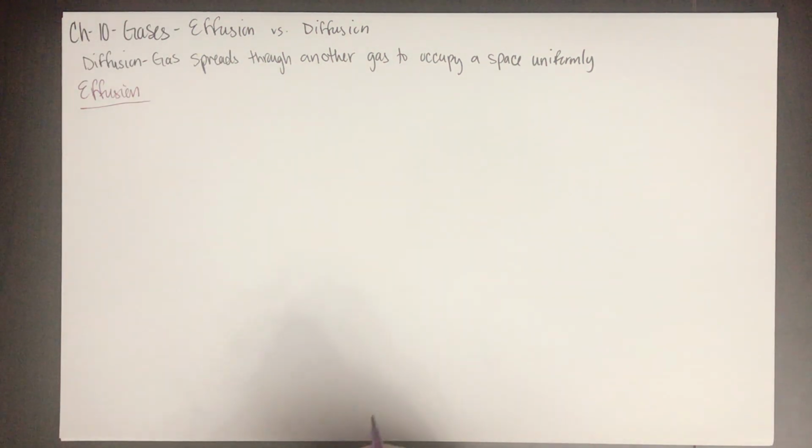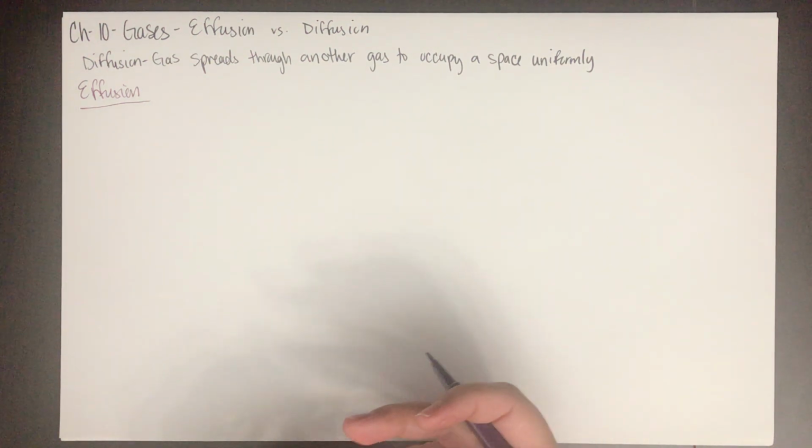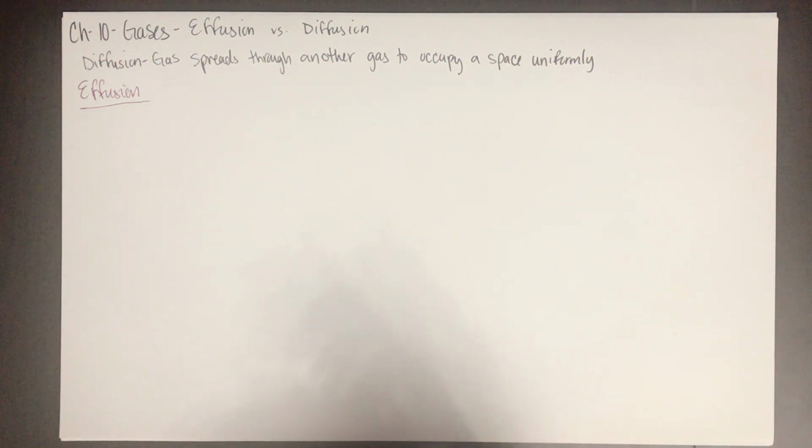Effusion is the process by which a gas flows through a small hole in a container. An example of this would be a pinprick in a balloon, where gas molecules are slowly effusing out of that balloon.